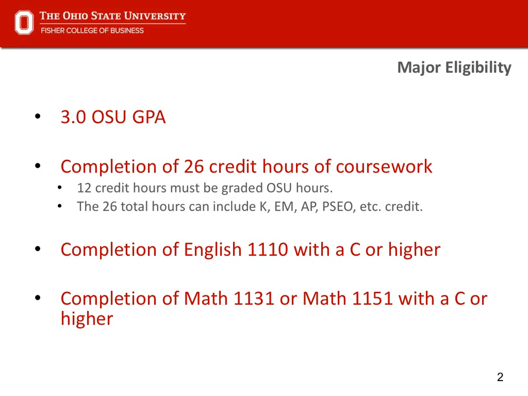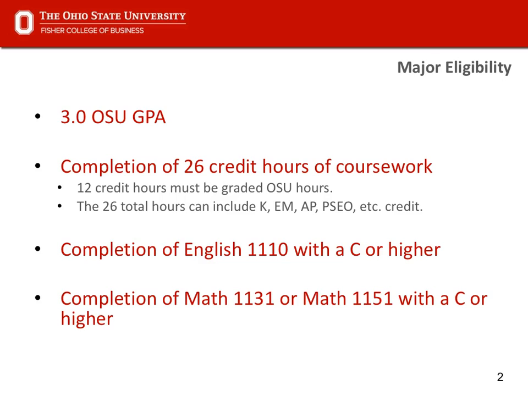Second, you must have completion of 26 total credit hours of coursework. 12 of these hours must be graded OSU credit hours. The remaining 14 hours can include transfer, AP, PSEO, dual enrollment, and credit by examination credits.